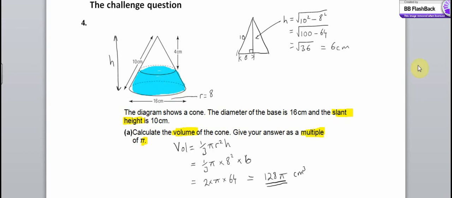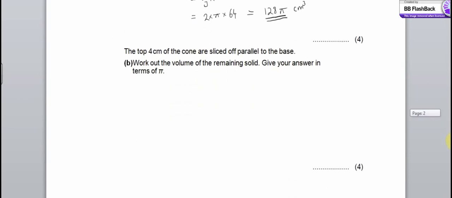Now, the problem with this is, well, the basic idea is very simple. We know the volume of the big cone. If we could work out the volume of the small cone, we could subtract it and leave the frustum. So what do we need to work out the volume of the small cone? Well, we know the height. What we don't know is the radius. So that's the first thing we've got to work out. So we're going to work out the radius of the small cone.